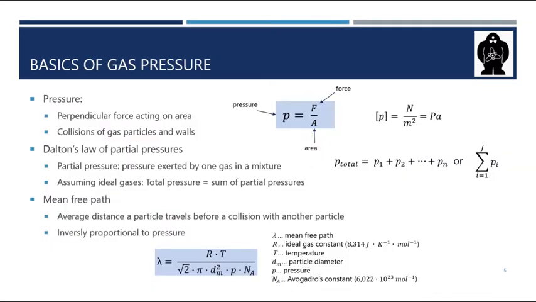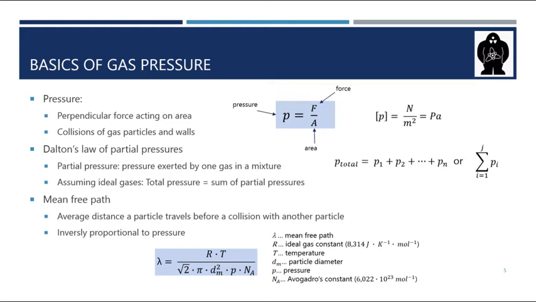Here I'll review the basics of gas pressure. Pressure is defined as a force applied perpendicularly to an area. It is expressed as newtons per meter squared, or more commonly in pascals. In gases, the pressure is created through collisions of gas particles with the walls of the gas container. Often we work with more than one gas. In such systems, we use Dalton's law of partial pressures, which states that the overall pressure in a system is the sum of pressures exerted by individual gases, or partial pressures.